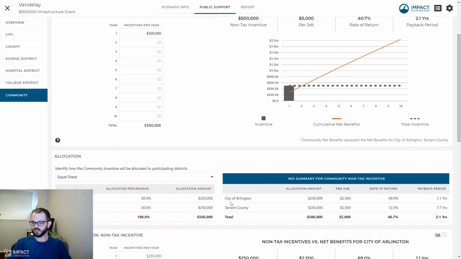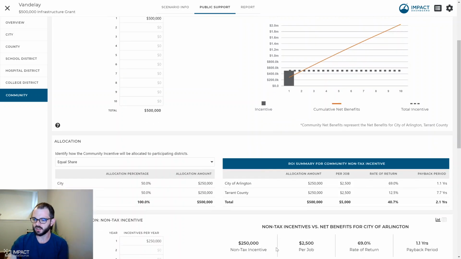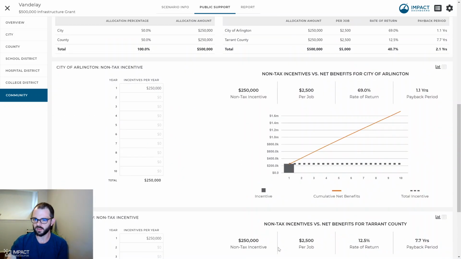Now, in this case, if we read across this table, we see the city of Arlington, their allocated amount, so to speak, is $250,000. That's the amount we're tying to them. There were 100 jobs, so that's $2,500 per job from them, and a rate of return of 69% and a payback period of 1.1 years. And the county, on the other hand, if they're responsible for the other $250,000 of this, their rate of return is much lower, about 12.5%, and their payback period is almost 7 years. And so if I wanted to, on this page, I can keep scrolling down and I can see how that plays out.